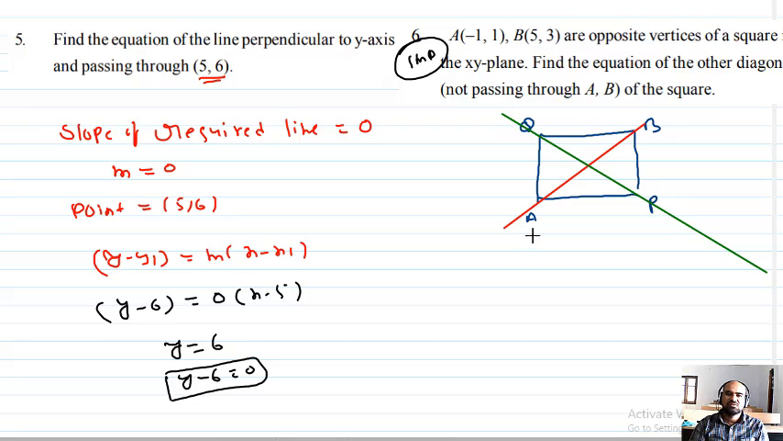Interesting problem, students. This is minus 1 comma 1. This is 5 comma 3. We can find the equation of AB. But what does he want? Equation of PQ. How to find the equation of PQ? I will explain here.